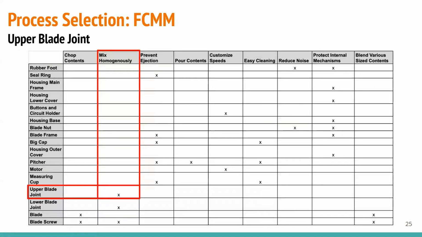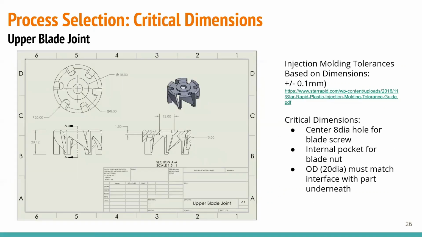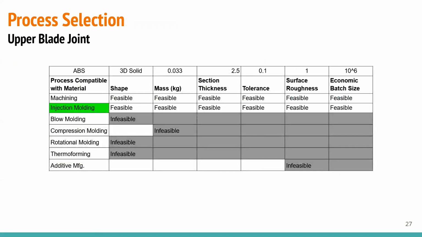We chose the upper blade joint for process selection due to its role in providing homogeneous mixing torque. The critical dimensions for the upper blade joint are its center hole for the blade screw, the pocket for blade nuts, and the outer diameter. Process selection revealed machining and injection molding were valid processes. Ultimately, injection molding was chosen for its cheaper manufacturing cost.